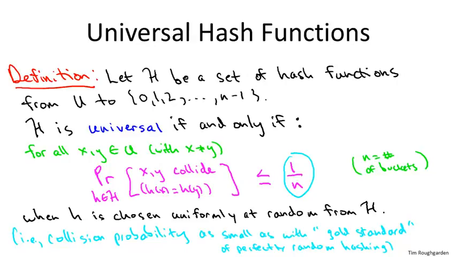That is, for each pair x,y of distinct elements of the universe, so for example, for each distinct pair of IP addresses, the probability over the choice of the random hash function little h from the family script H is no more than 1 over n, where n is the number of buckets. So if you have 10,000 buckets, the probability that any given pair of IP addresses winds up getting mapped to the same bucket is at most 1 in 10,000.